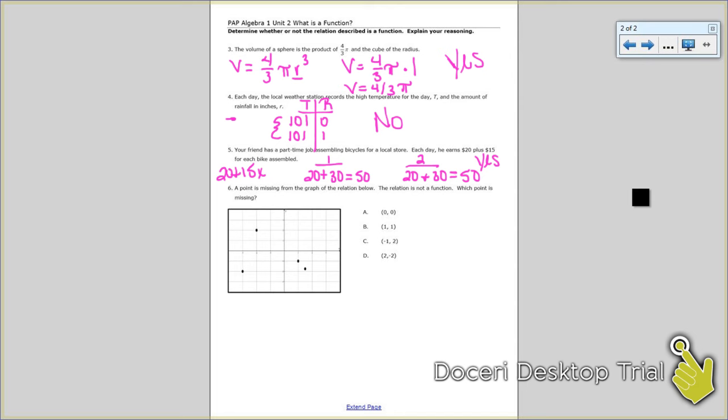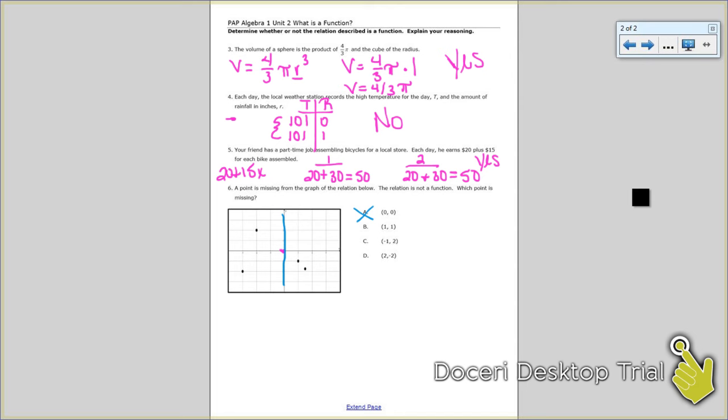So now let's talk about this graph. There is a point missing from the graph of the relation below. The relation is not a function, which means that x values will line up vertically. We want to know which point is missing. So let's just plot them and see. So A is 0, 0. And if you look at that point, it does not line up vertically with anything. If I draw a vertical line through it right here, it's the only point there, so that's not the answer.